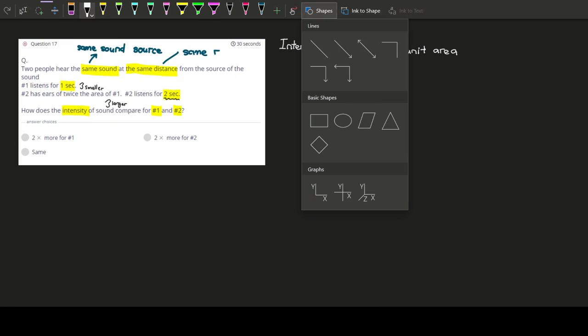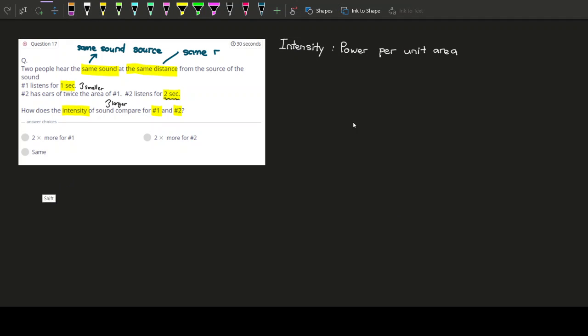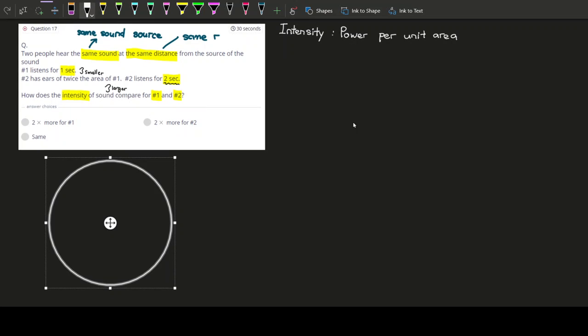So let's draw a spherical shape. Okay, let's say this is your sound wave. Then at the center there's a sound source. So person number 1 will probably be listening here. Person number 1 has a smaller ear. So this is person number 1. Person number 2 has a larger ear. Then this person number 2 is listening here.